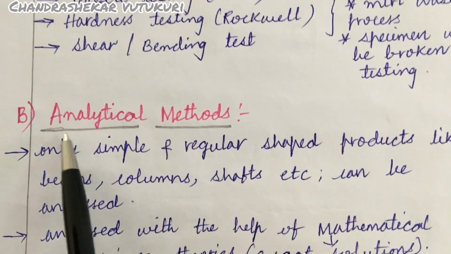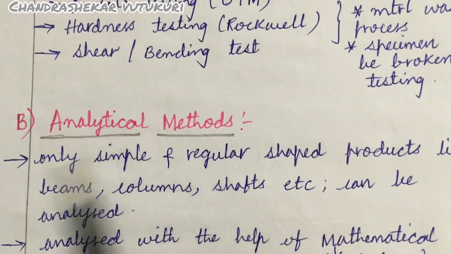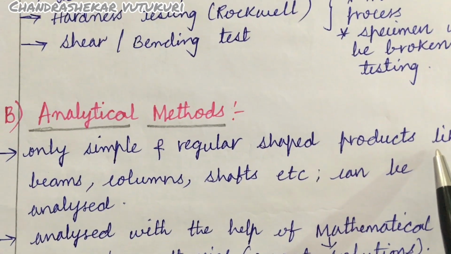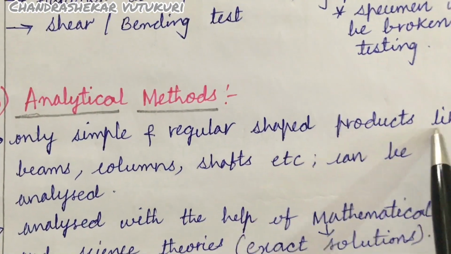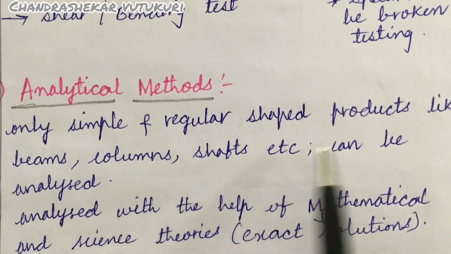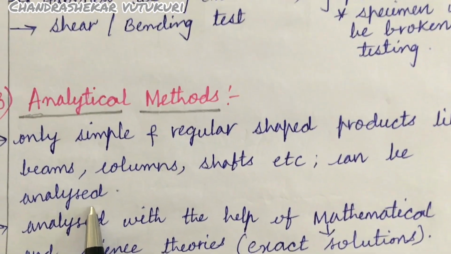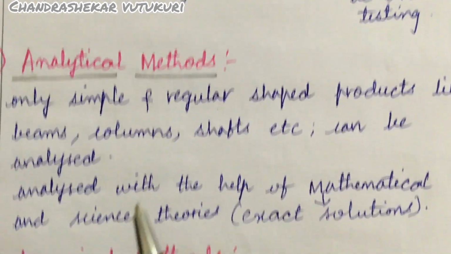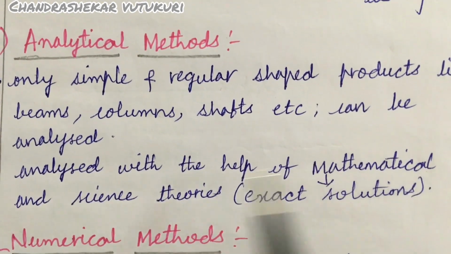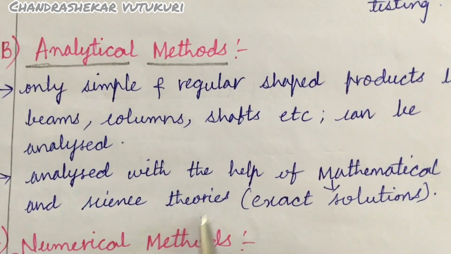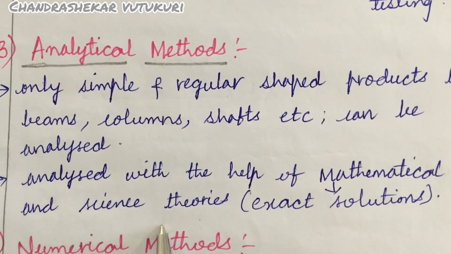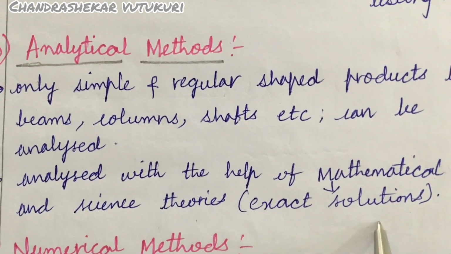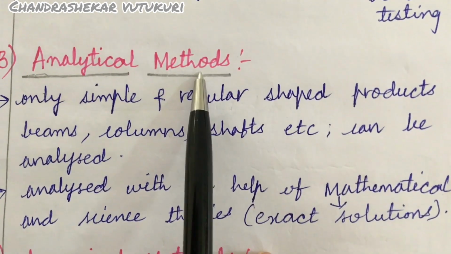Later, the second one is the analytical method. What do we say in the analytical method? Only simple and regular shape products, isn't it? Simple and regular shape products like beams, columns, shafts can be analyzed, isn't it? That is all about the analytical method. You need to work out these simple and regular shapes and analyze with the help of mathematical and science theories. Certain mathematical relations as well as the application of science and physics need to be applied on it, so that you get the exact solutions using the analytical method, dear students.